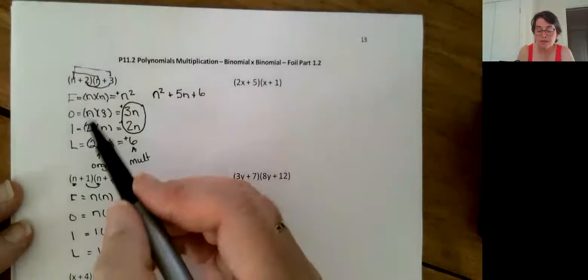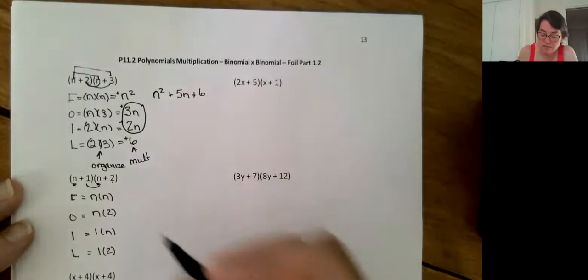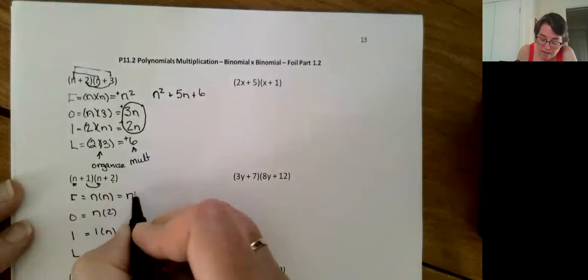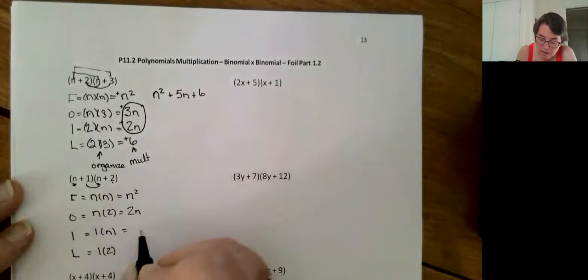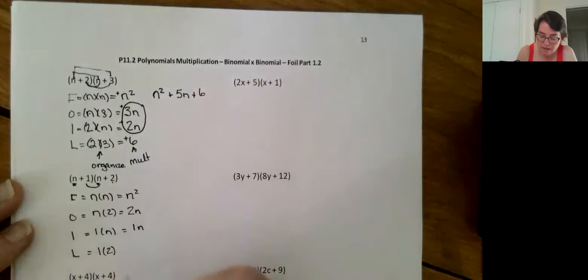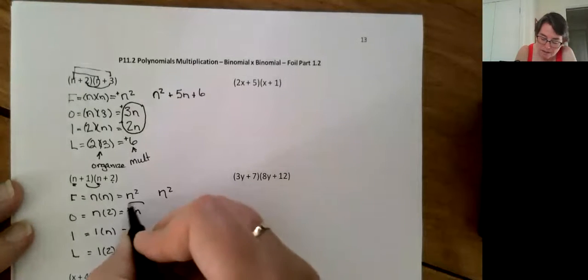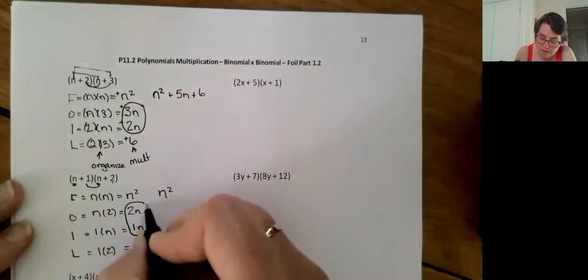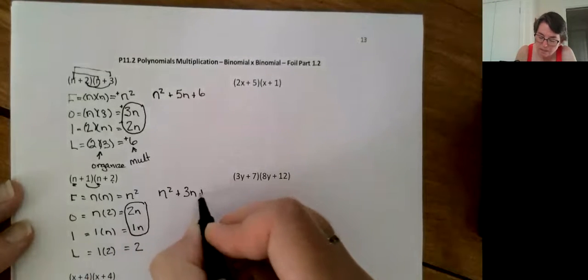Now I just noticed up here, I used 2 sets of brackets. Here I used 1. Either one is fine. n squared, 2n, I'm going to put 1n. You can just put n, that's cool. And 2. So we've only got 1n squared. Circling my middle terms, plus 3n plus 2.